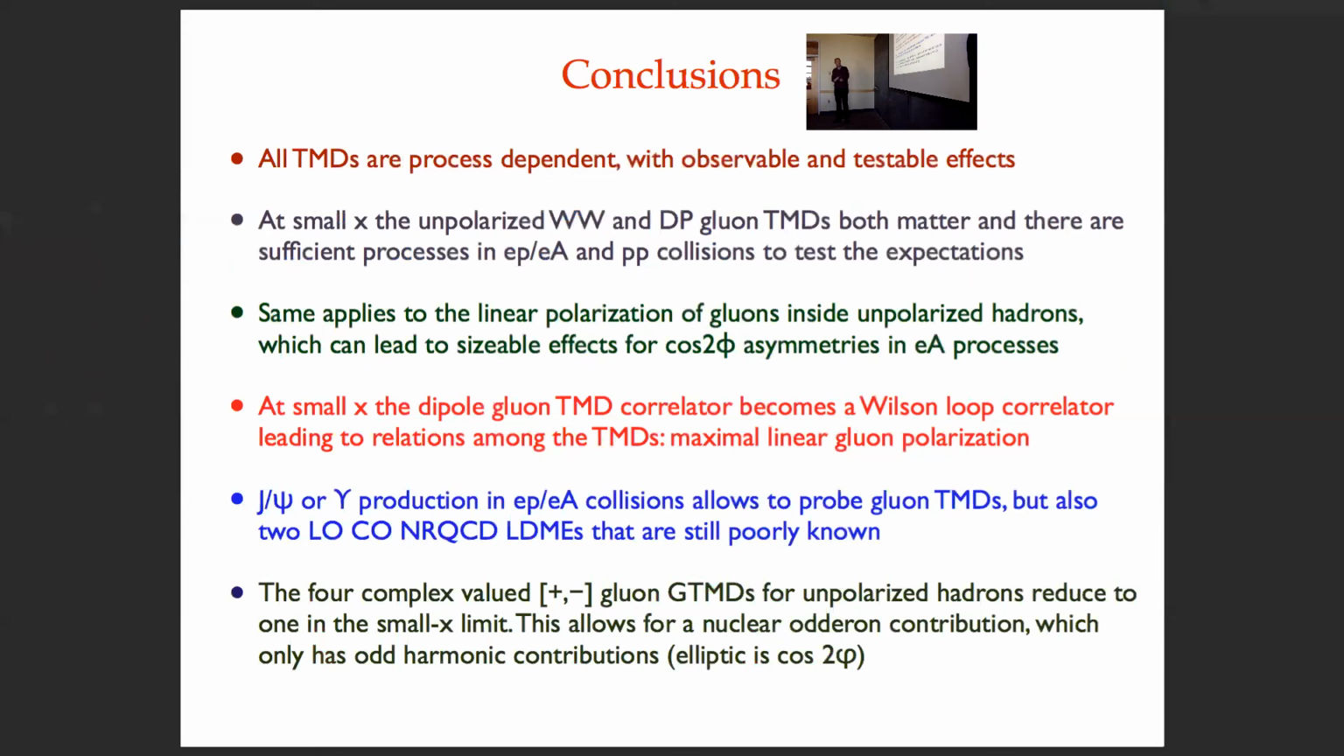I mentioned this new observable where you can have new probes of polar octet long distance matrix elements, which are fully known. And I mentioned that there are 4 gluon TMDs for unpolarized hadrons, and they all have elliptic-p's, etc. And at small x, they reduce to one thing. And for a nucleus, this allows for an overall picture in the setup that we were discussing. So that's it. Thank you.